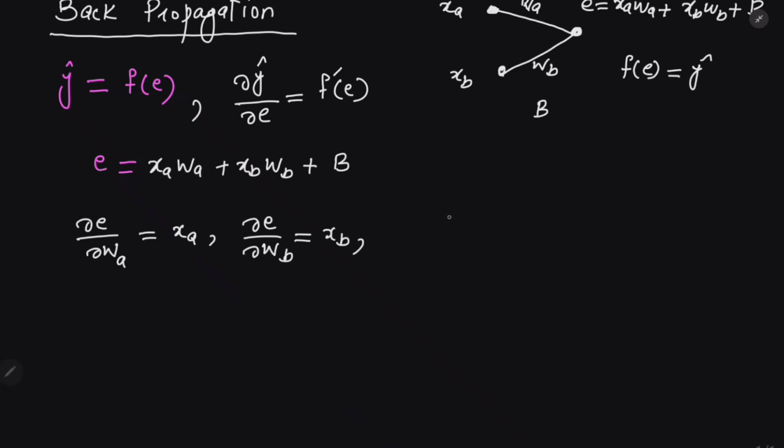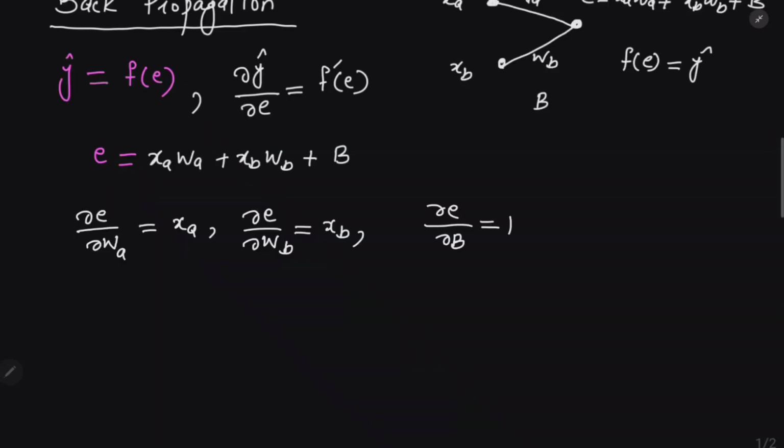And what is the new thing over here? We have to take the derivative of e with respect to the bias as well, since we want to optimize the bias as well. The output is this value.